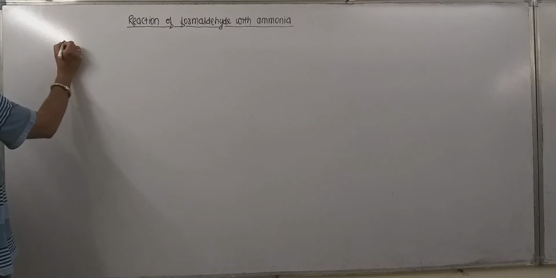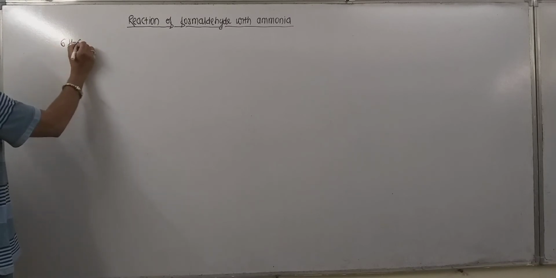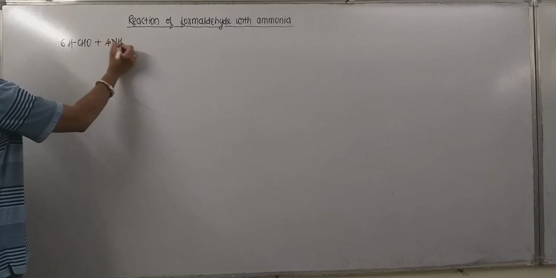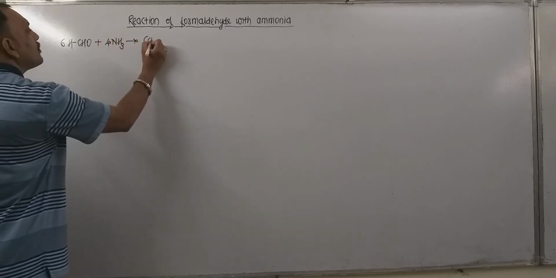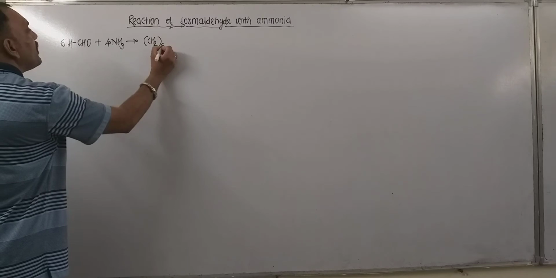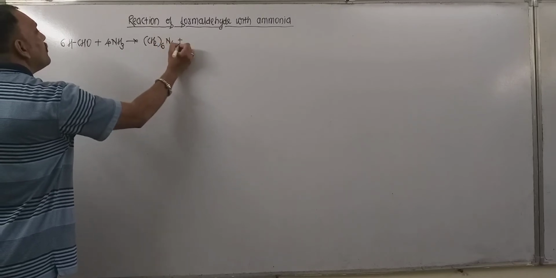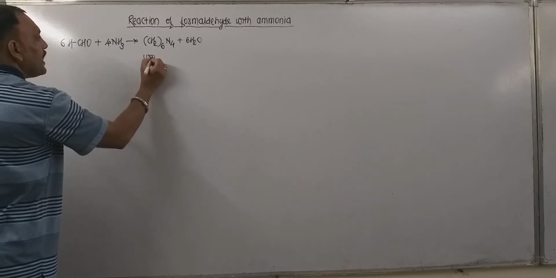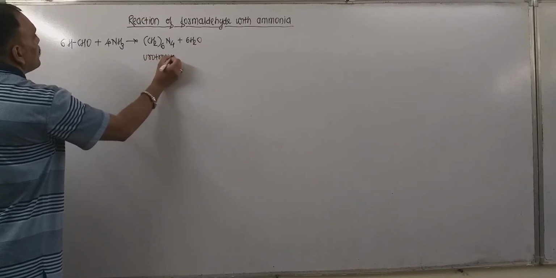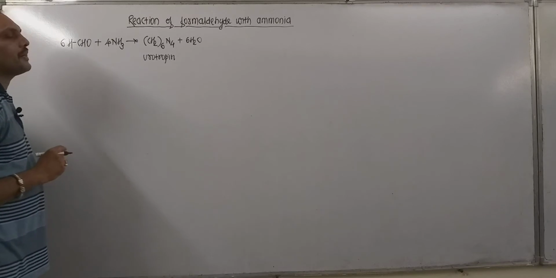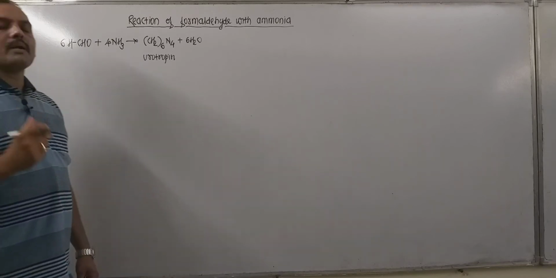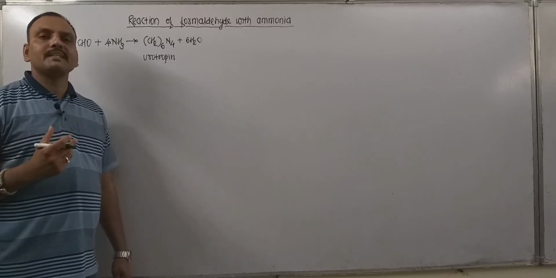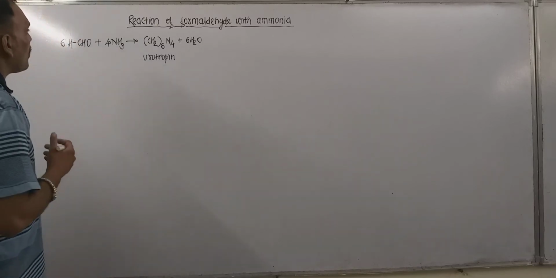be mentioned as, so formaldehyde, that is HCHO, reacts with ammonia, and this leads to the formation of (CH2)6N4 with the departure of water. So this is commonly called urotropin or hexamethylene tetramine. Thus formaldehyde reacts with ammonia to form hexamethylene tetramine, that is urotropin.